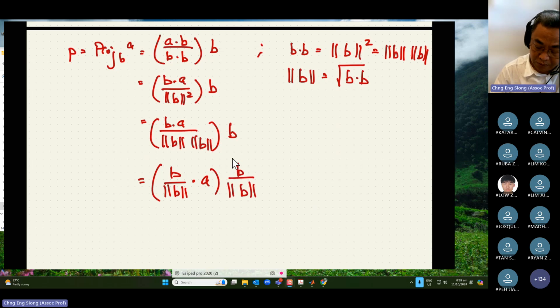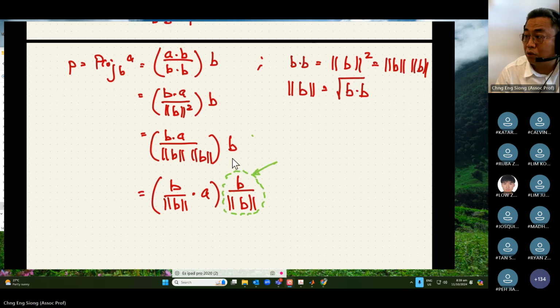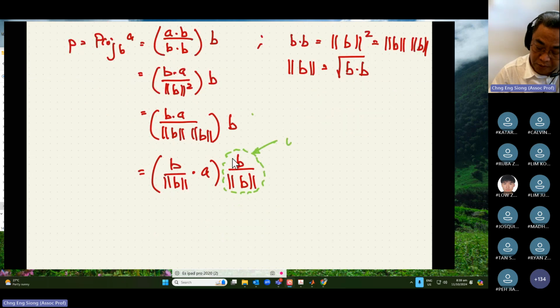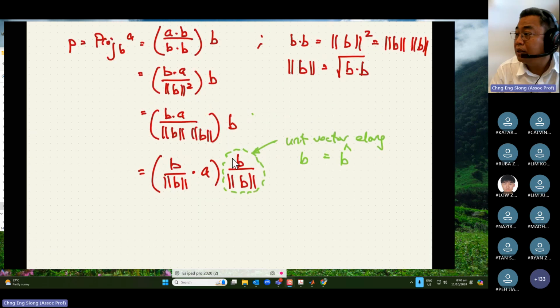And now, what is this? What's this green guy? He has a special name. His name is unit vector. Yes, the unit vector along B. And then normally we use the notation, a caret. Not the normal, because the word normal sometimes means orthogonal.